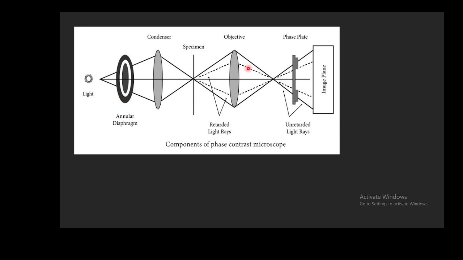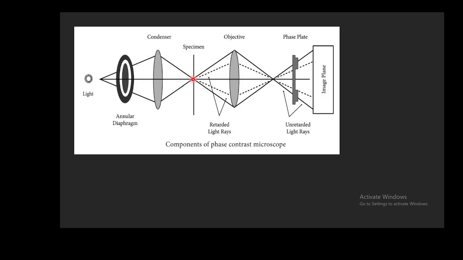So this is the principle of this phase contrast microscope. This is the condenser annular diaphragm. So this diaphragm has a slit, and via these slits the light is passing, and then it is hitting the condenser lens. This condenser lens will condense the light towards the specimen.